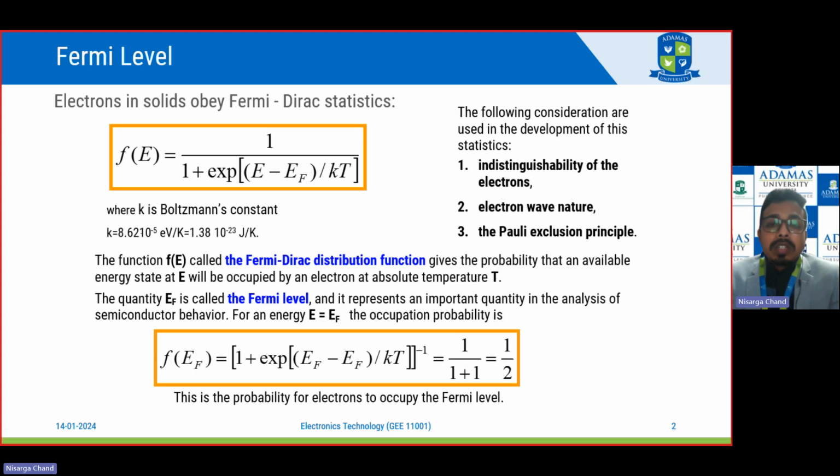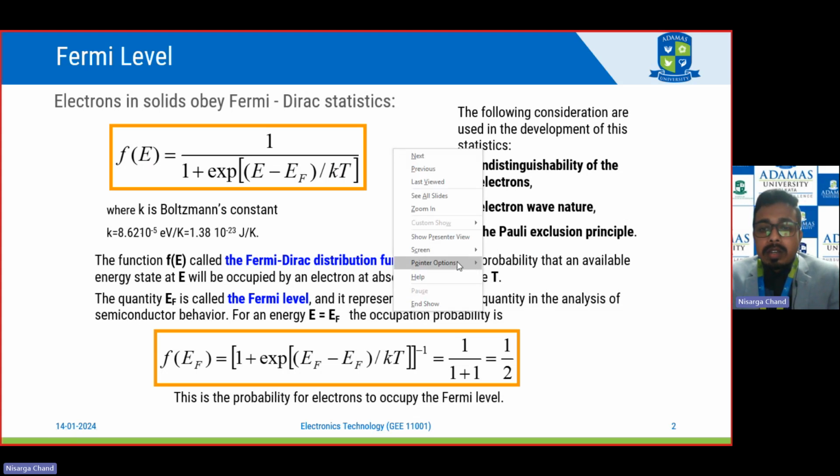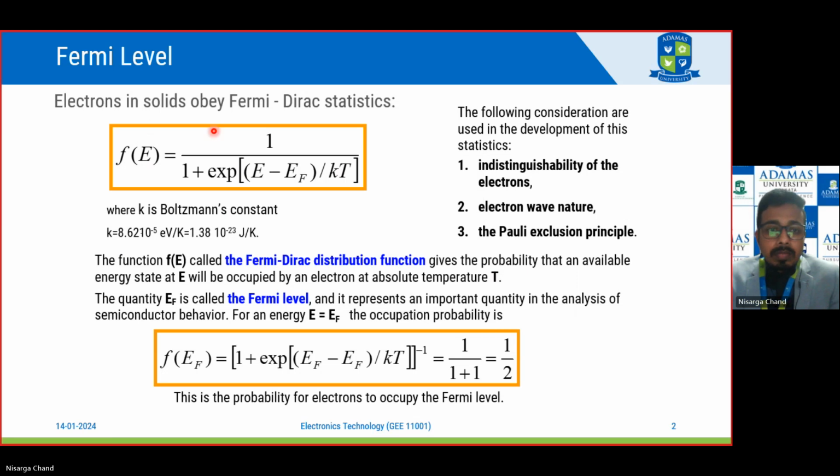Now, what is the equation here? As you can see, f(E), the Fermi-Dirac statistics, is 1 divided by 1 plus exponential of (E minus EF) divided by kT. Here E is the total energy level, f(E) is the Fermi-Dirac distribution function, and EF is called the Fermi level, which represents an important quantity in the analysis of semiconductor behavior.